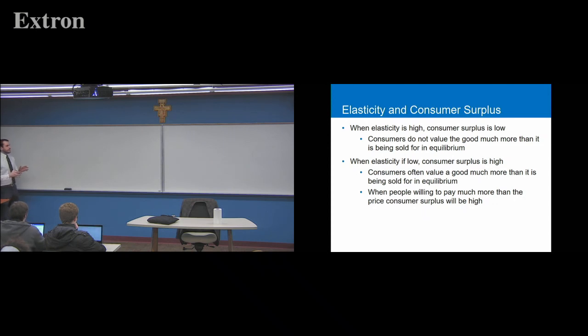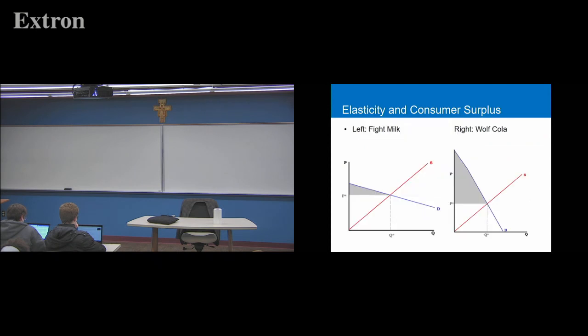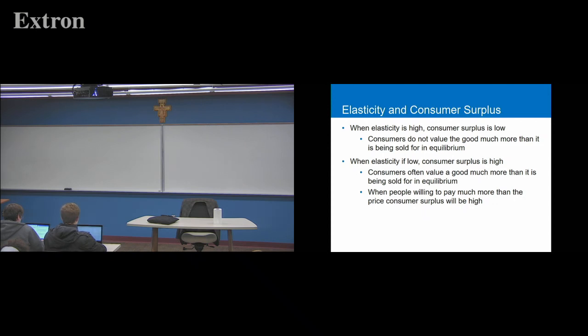When elasticity is high, consumers don't value the good much more than what it's being sold for in equilibrium. So right here for the Fight Milk, the people who value it the highest in this market still aren't valuing it that much more than the price. Whereas on the other hand, for the more inelastic good, people up here at the top of the demand curve are willing to pay much more than the price. So for the inelastic good, consumers are willing to pay very much more, and they're having a much higher consumer surplus.